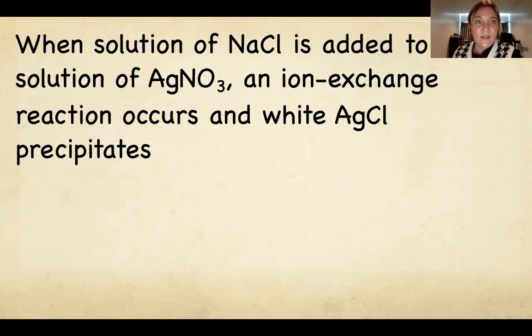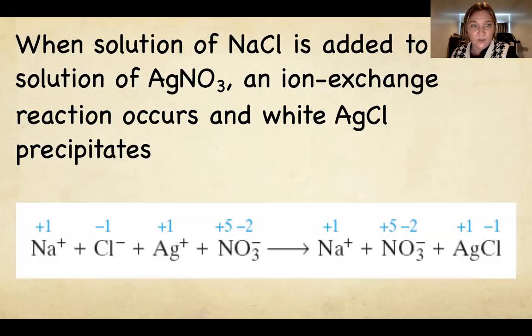Another example: when a solution of sodium chloride is added to a solution of silver nitrate, an ion exchange reaction occurs and white silver chloride precipitates. So, assigning oxidation numbers to everything, again, you see nothing has changed. And again, in this example, it's not a redox reaction.